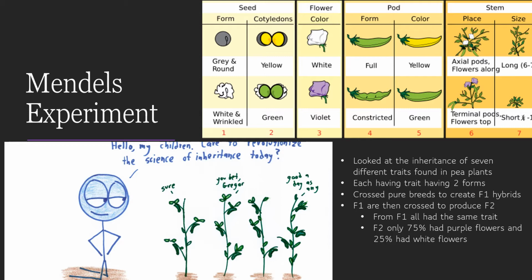And he first started off by crossing pure breeds, which created the F1 hybrids. In those F1 hybrids, they all had the same traits, meaning they all had the same color and same appearance. With those F1, he crossed them again and produced the F2 hybrids. This is where he actually saw changes occurring in them. In the F2, only 75% had purple flowers, while the rest were all white flowers.